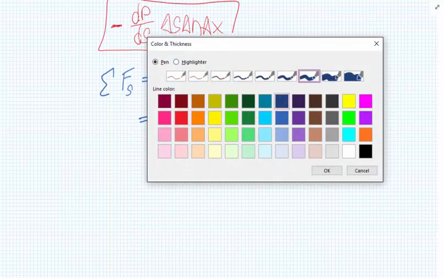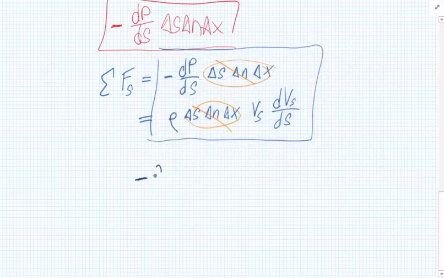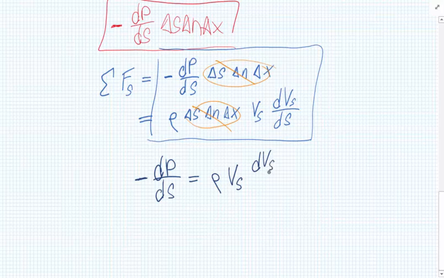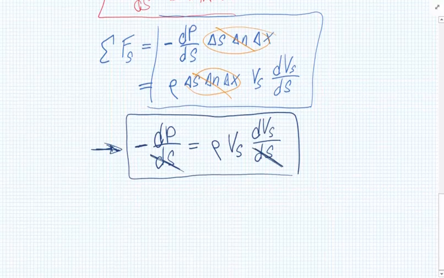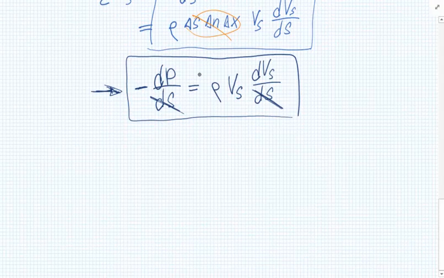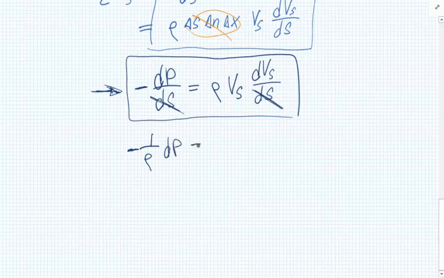So what we're going to end up with, going back to my blue pen, is minus dp/ds equals rho times vs dvs/ds. Now, we'll talk about this more, but as we've seen in dynamics, when we have an expression like this, we can treat the differentials as algebraic terms, which means I can cancel the ds on either side. And what this leaves us with, dividing through by rho, is minus 1 over rho dp equals vs dvs.